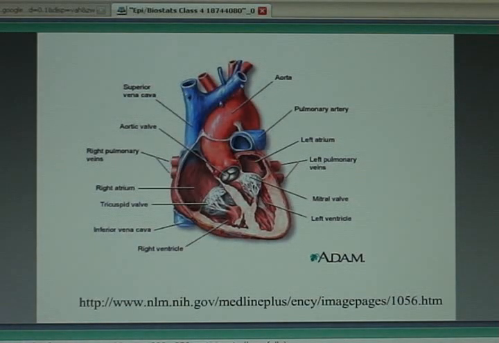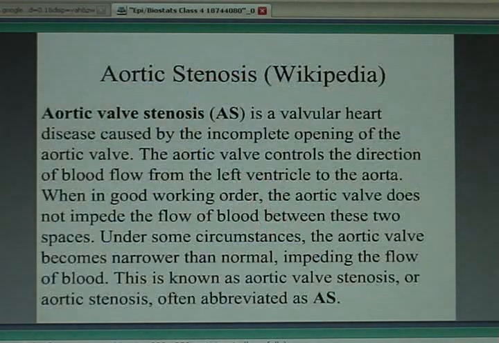We're talking about a diseased valve in that particular chamber or valve connecting your heart to the large artery that brings blood into your body. So let me go back to Wikipedia now. So aortic stenosis, the aortic valve controls the direction of the blood flow from the left atrium into the aorta. The aorta is that large artery that the aortic valve does not impede the flow of blood between these 2 spaces.